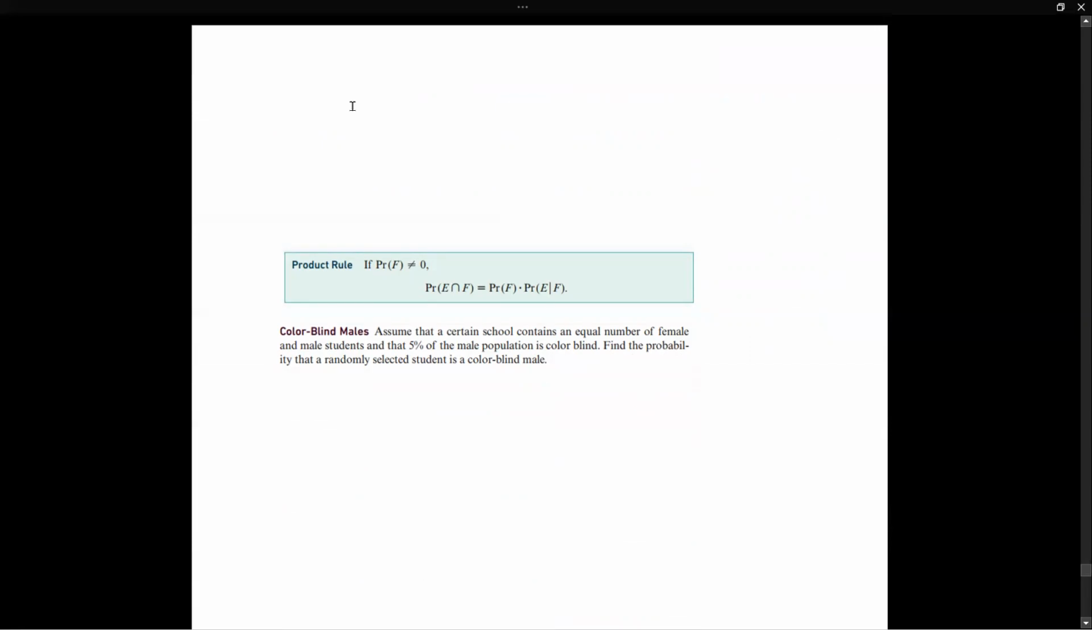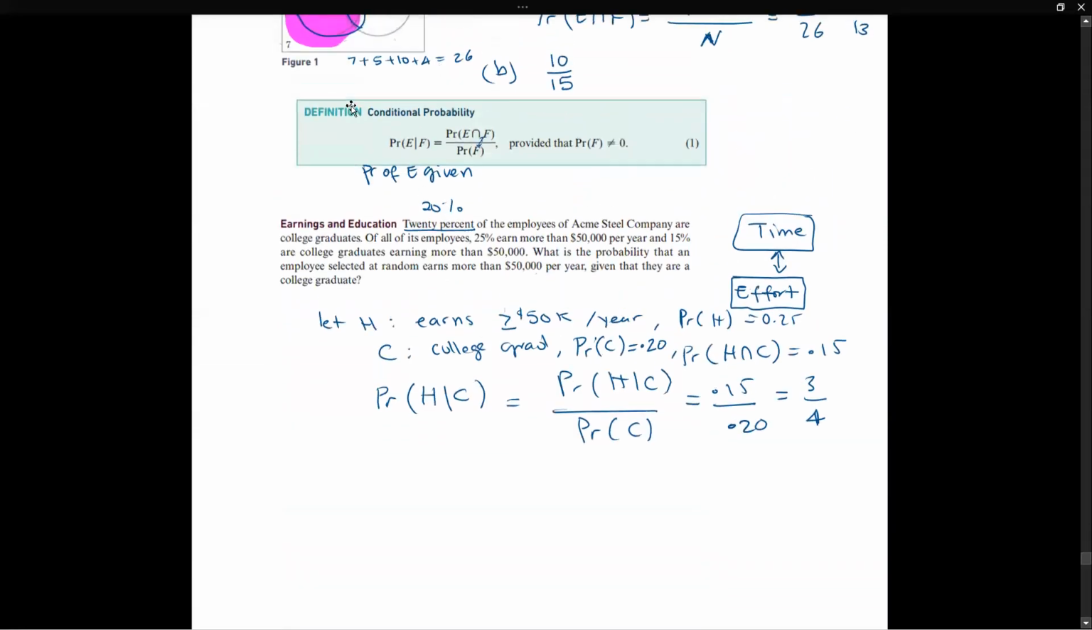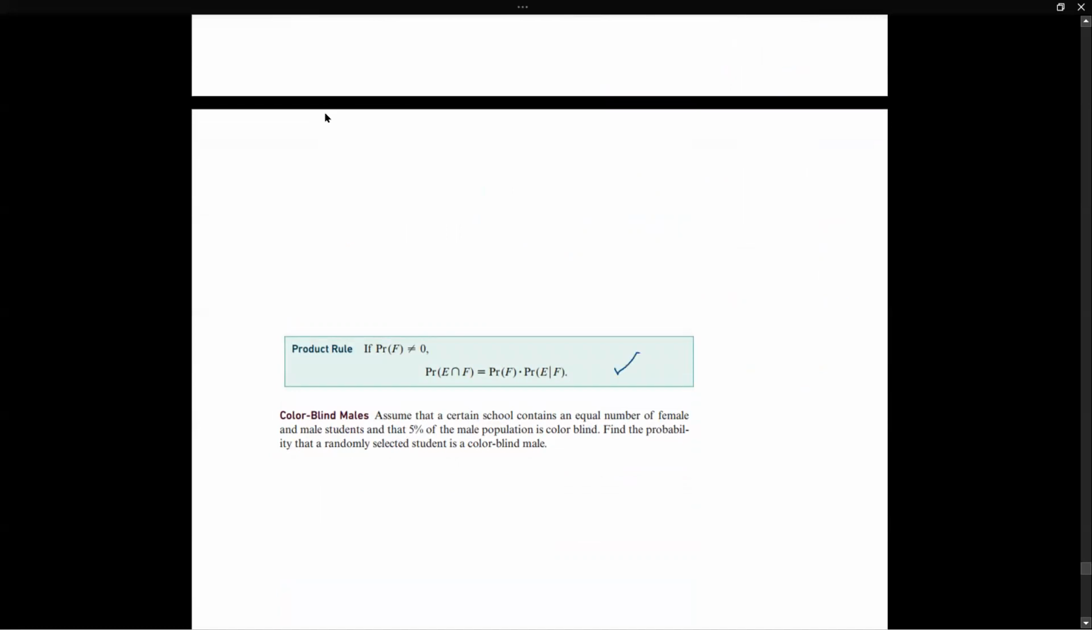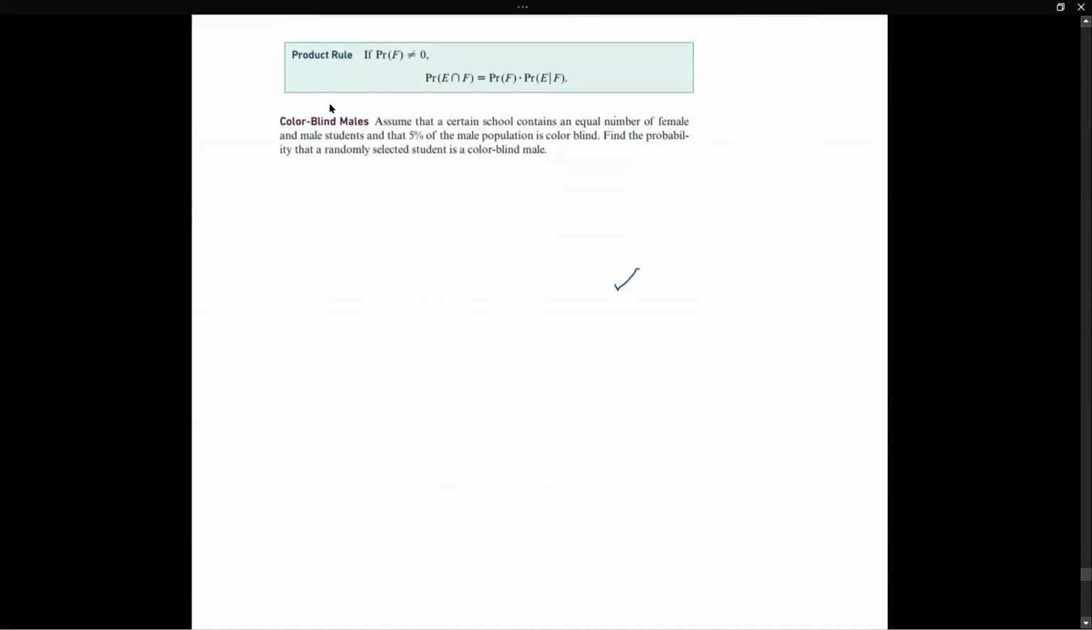And of course, one thing that I want to talk about is this product rule. If the probability of F is not equal to 0, then the probability of this intersection E with F is equal to the probability of F times this. So where does this come from? Well, it's not another new formula. If you put this over 1 and you cross multiply, you're going to get this formula, right? So this is the same formula, it's just given in the form of the product rule, right?